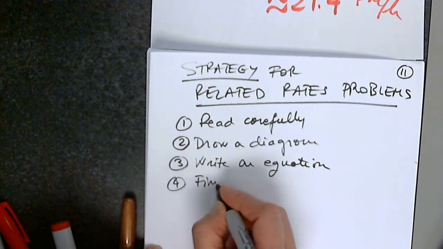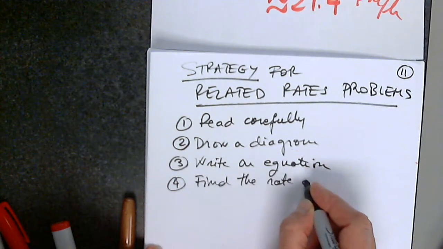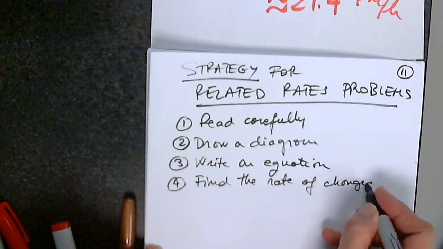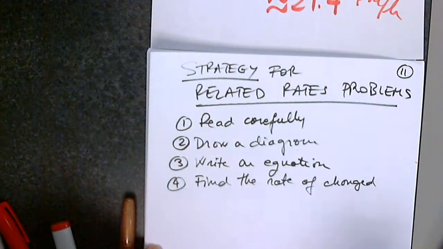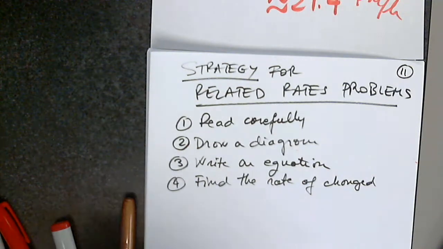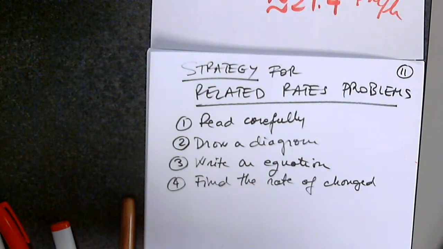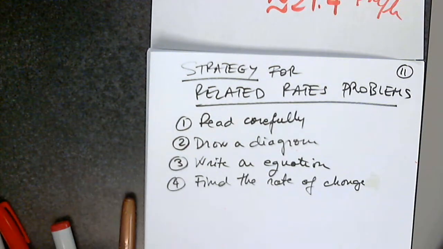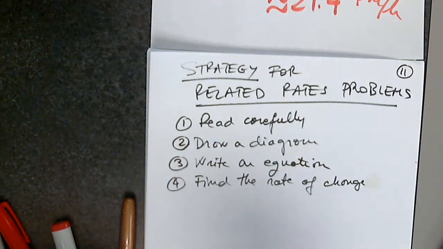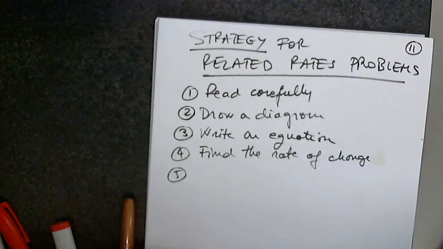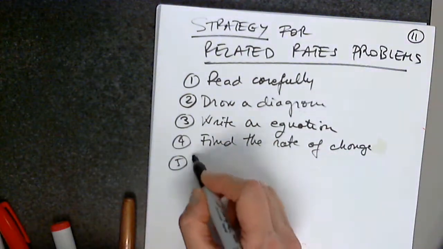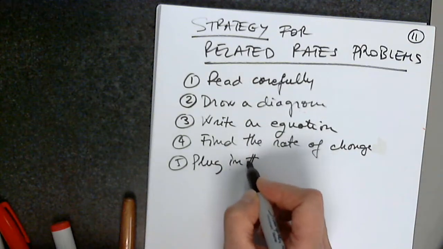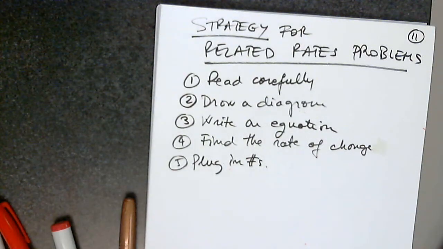Four, find the rate of change that we are asked. The rate of change that you are asked to find. And what is the final step? Only at the very end, what? Plug in numbers. Only at the very end, plug in numbers. Okay, so let's illustrate with the next problem.